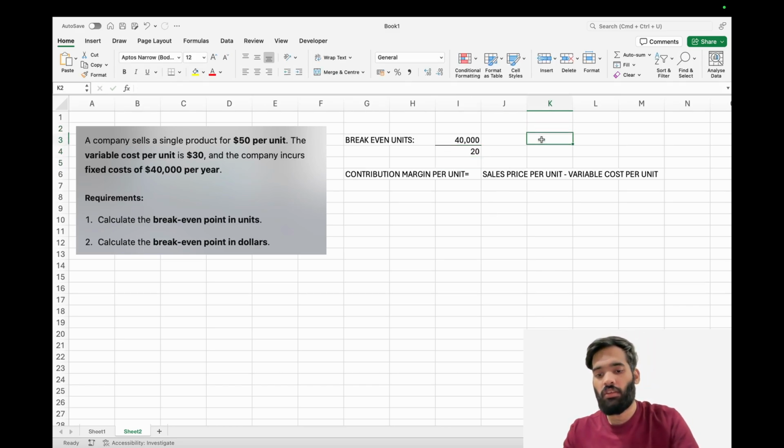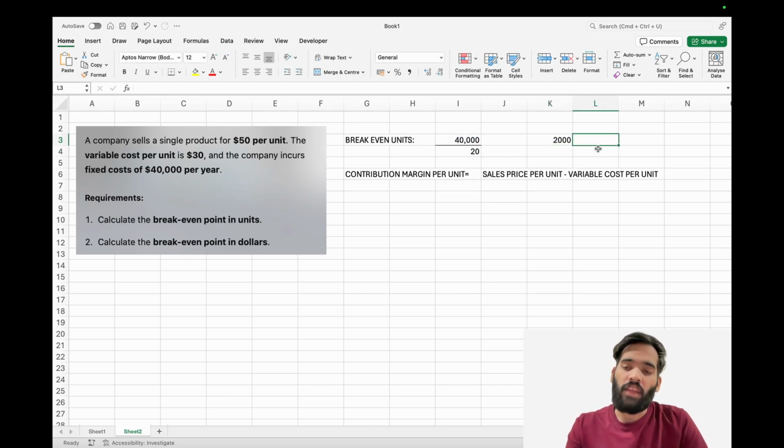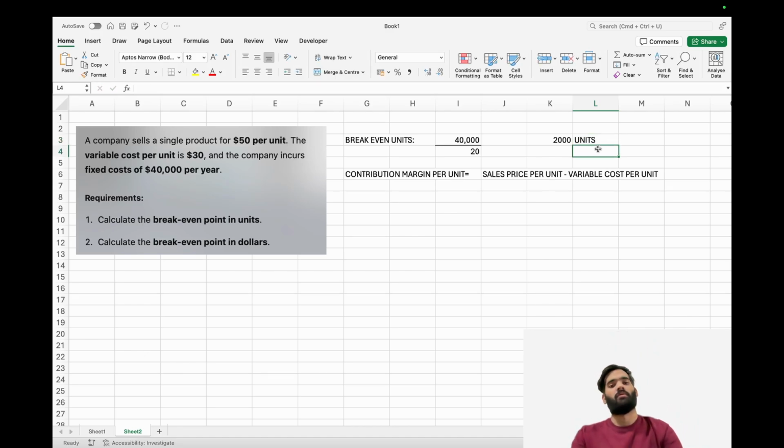So if we solve this, we will get break even units that we need to sell to not lose any money or make a profit. So this is break even in units. Very simple. As you can see, just use the formula and you'll be fine.